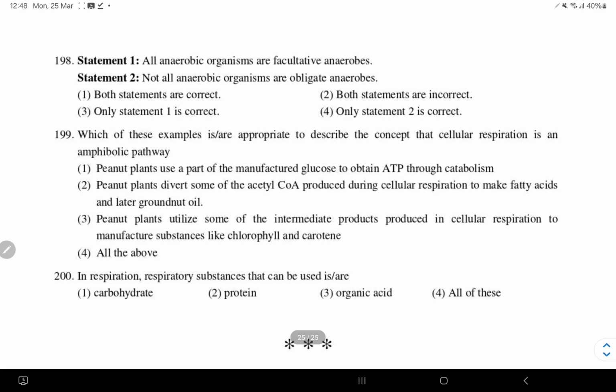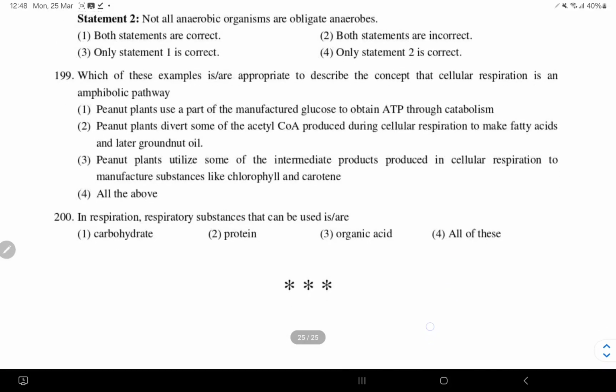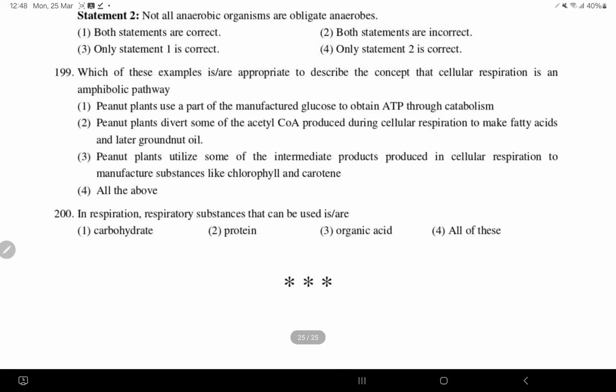Next. All anaerobic organisms are facultative anaerobes. No, there are obligatory anaerobes also. Option 1 is wrong. Not all the anaerobic organisms are obligatory anaerobes. Right. Option 1 is wrong. Option 2 is right.